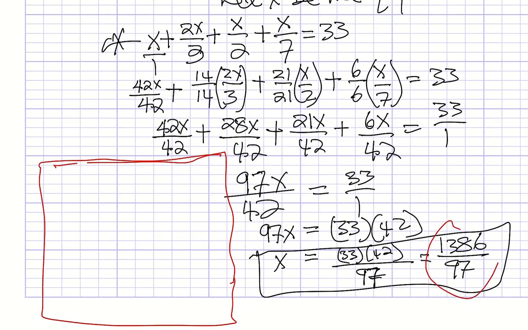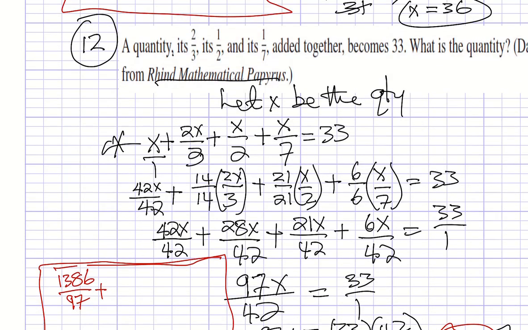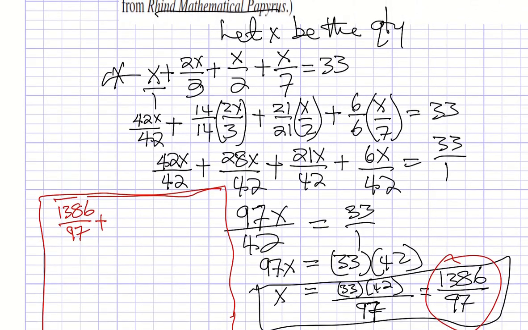That's x. This is x right here. So 1386 over 97. That's the first one there. Okay, we'll add 2x. It's 2x over 3. So 2 over 3 times 1386 over 97. You see what I'm doing?